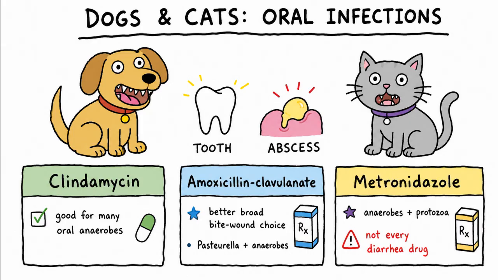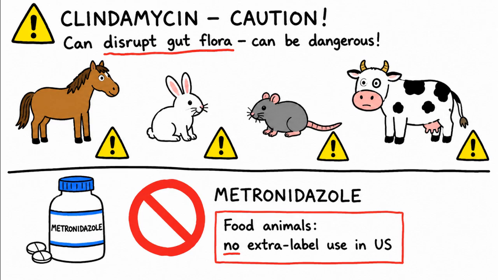Amoxicillin clavulanate is often a better broad bite wound choice because it covers Pasteurella and many anaerobes together. Metronidazole, a nitroimidazole, is mainly an anaerobe and protozoal drug, but it is not a general diarrhea drug for every soft stool. Species matters here.